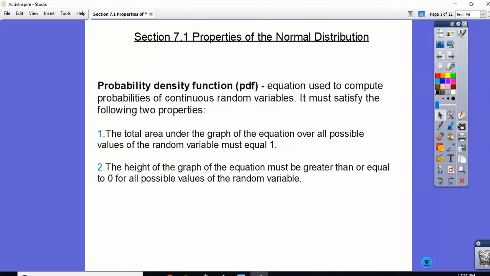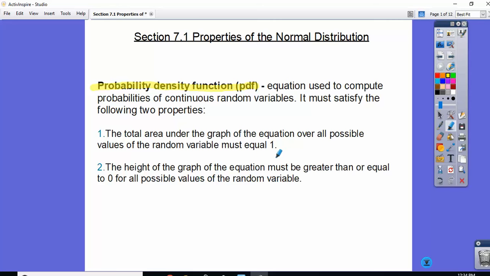Let's run through probability density functions and some properties there. PDF in this situation means probability density function. We use that to compute probabilities of continuous variables. So binomial is discrete. This is continuous. The properties, though, have to be the same as before.